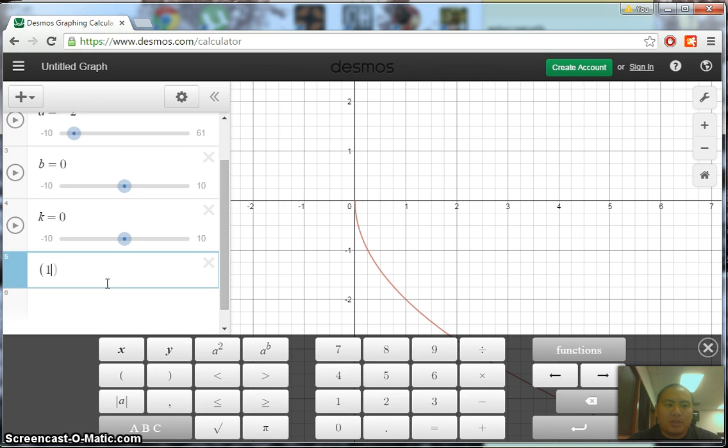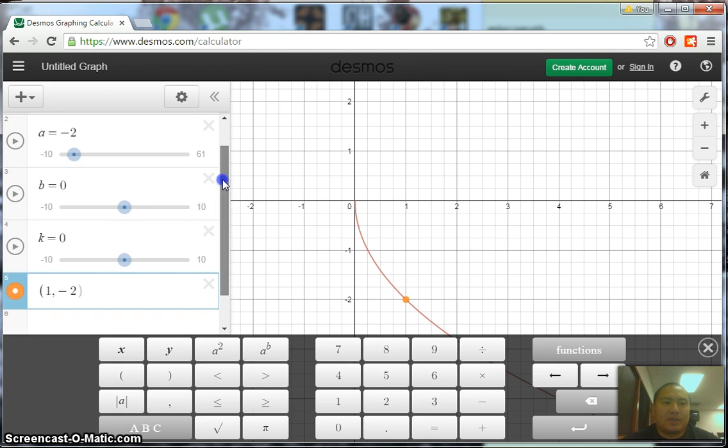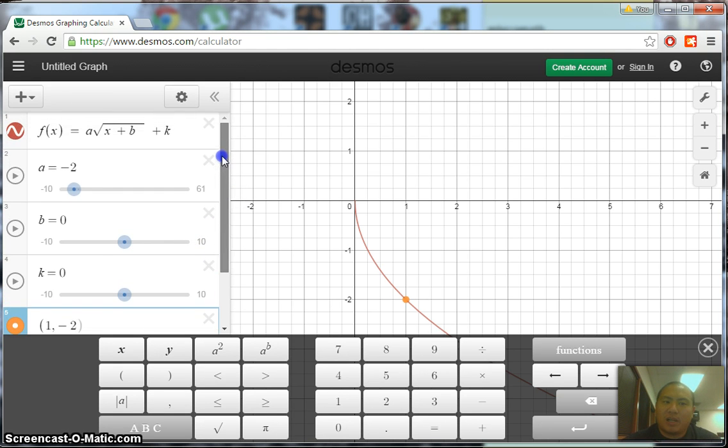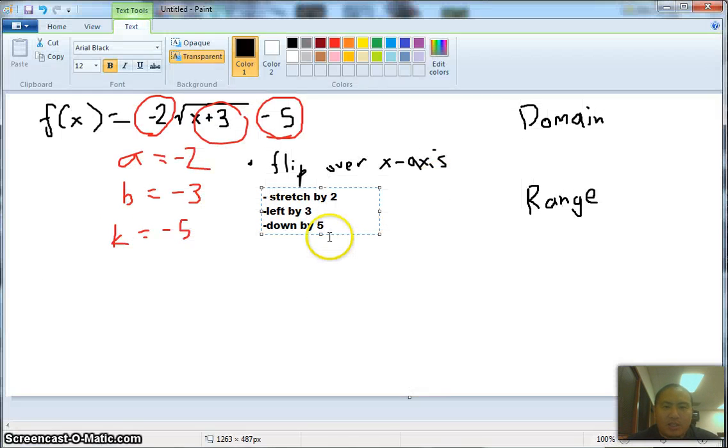I'll do 1 point, so (1, -2). That's the point we have right now. That's because it's flipped over, and we multiply by 2 to stretch it. Now let's go ahead and continue with the translations.